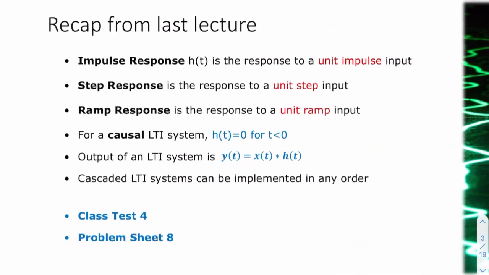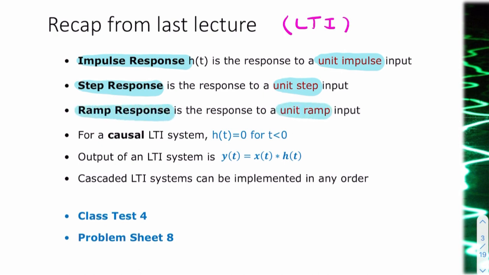As a reminder, last week we spent a lot of time introducing this idea of an impulse response. We said the definition of an impulse response is the output of a system when the input is a unit impulse. A lot of what we spoke about last time was about linear time invariant systems. When the input is an impulse, the output is the impulse response. If the input is a step, the output is a step response, and if the input is a ramp, the output is a ramp response.